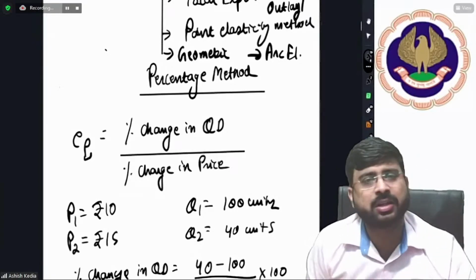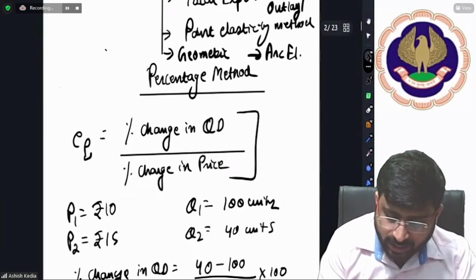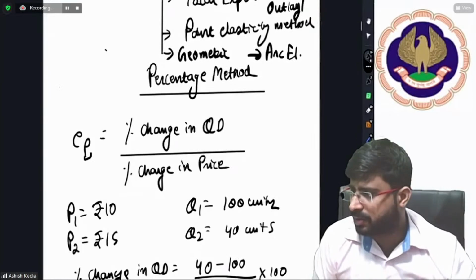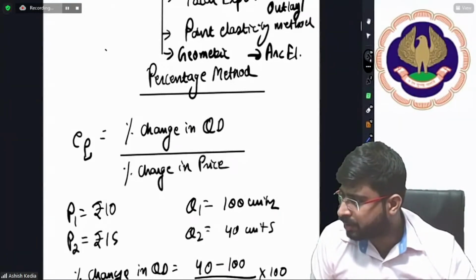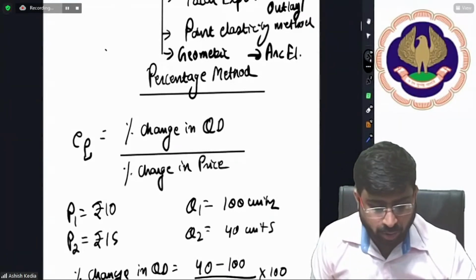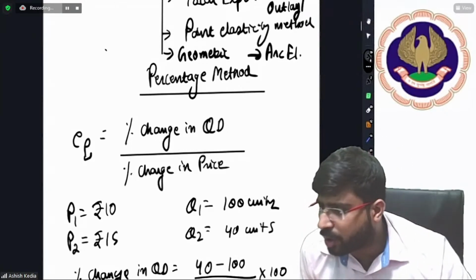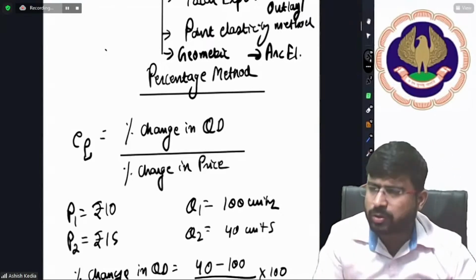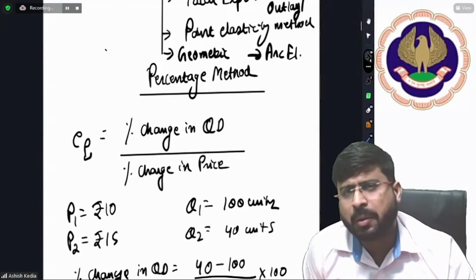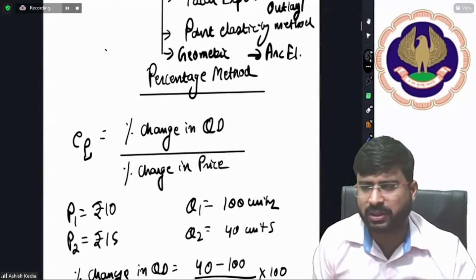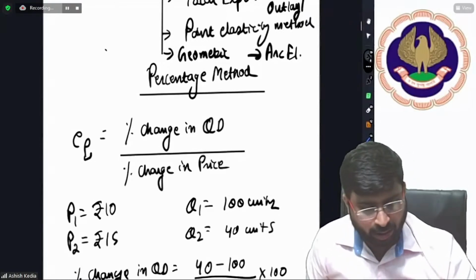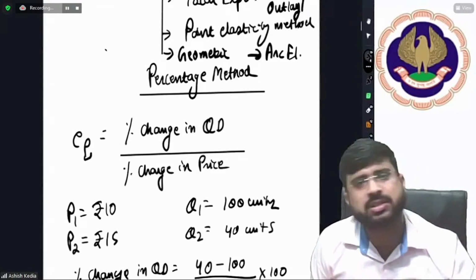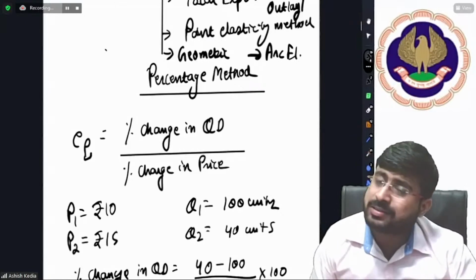Now, how is price elasticity of demand computed? As you can clearly see in the formula, it is percentage change in quantity demanded divided by percentage change in price. Once you have understood this, that price elasticity of demand is percentage change in quantity demanded by percentage change in price, please remember, my lovely friends.